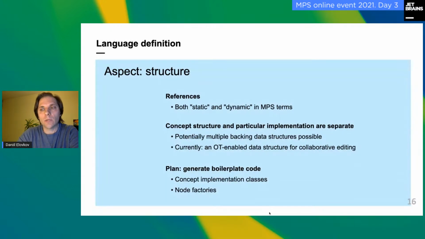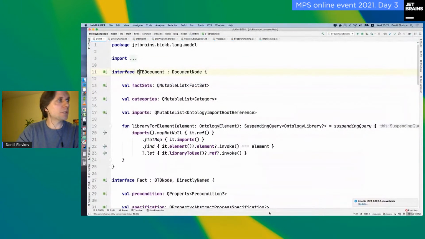Next, concepts are classes and nodes are objects of those classes, obviously. But despite the fact that it's so simple, we try to separate where we define the concept structure or shape, that is, what properties or references it contains, and the particular implementation for nodes. So we can potentially have multiple backing data structures suitable for different scenarios for the same concepts, but in reality we only have one currently. So let's have a look at some code.